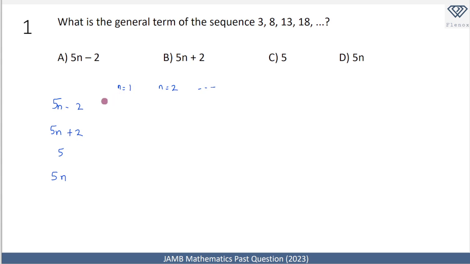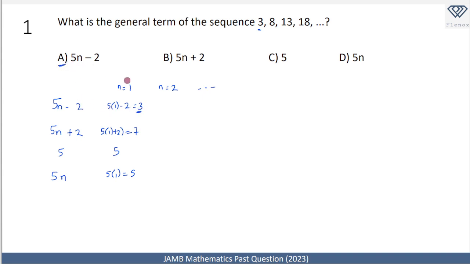So for example, when n is equal to 1, this is just going to be 5 times 1 minus 2, and that is 5 minus 2, and that is 3. Now for this case, when n is equal to 1, that is going to be 5 times 1 plus 2, which is 5 plus 2, and that is 7. And this, there is no n component, so everything is just a constant of 5. And finally, this is just going to be 5 times 1, which is 5. So as you can see, our first term in the sequence is 3. And which of them gives us 3 as the first term? Option A, or this. So that means this is the correct option.